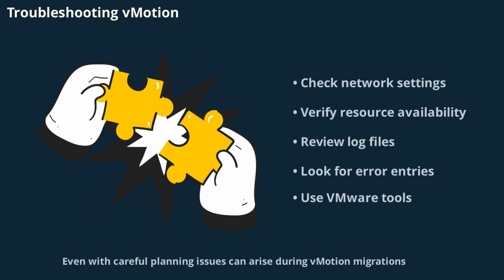Even with careful planning, issues can arise during vMotion migrations. Common problems include network misconfigurations, insufficient resources, or compatibility mismatches. To troubleshoot, review vMotion log files and look for specific error entries. VMware provides detailed documentation and tools to help administrators diagnose and resolve migration issues quickly, ensuring smooth and reliable operations.